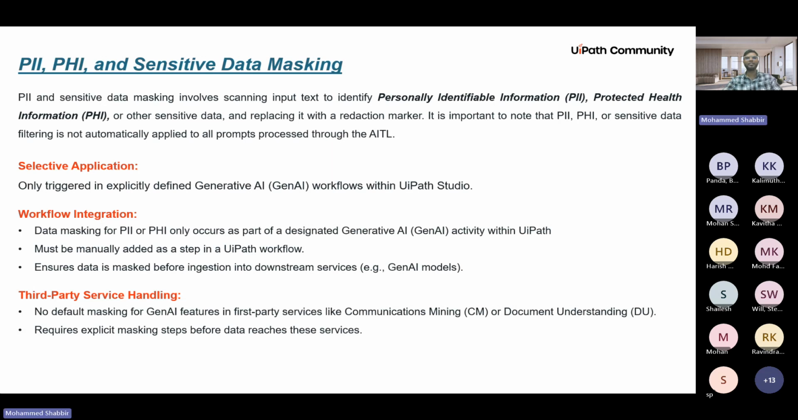Now coming to the next thing, your third party service handling. Here in the third party service handling, we are basically separating the responsibilities. You don't have something called Gen AI features, whatever we discussed. It will not have that, so it will not basically mask your data. We have some tools like Communication Mining or Document Understanding. Only if you are using these tools from the services to Gen AI, you can explicitly mention if you want to use it or not.